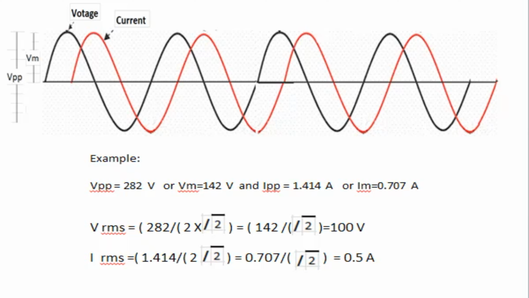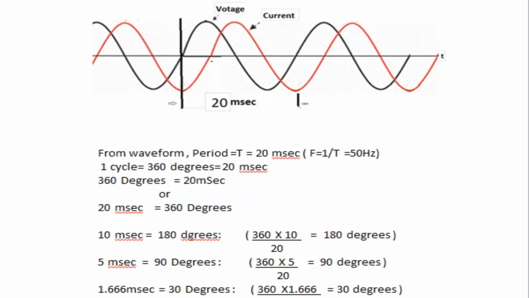VRMS equals 282 volt divided by 2 into root 2, or 142 divided by root 2, that is equal to 100 volt. That is VRMS equal to 100 volt. IRMS equals 1.414 divided by 2 root 2, that is 0.707 divided by root 2, that is equal to 0.5 ampere. IRMS equals 0.5 ampere. From the waveform, period T is equal to 20 millisecond, so frequency is 1 by T, that is equal to 50 Hz.